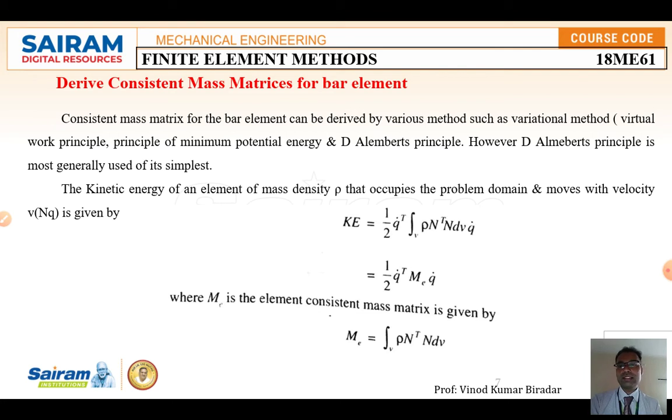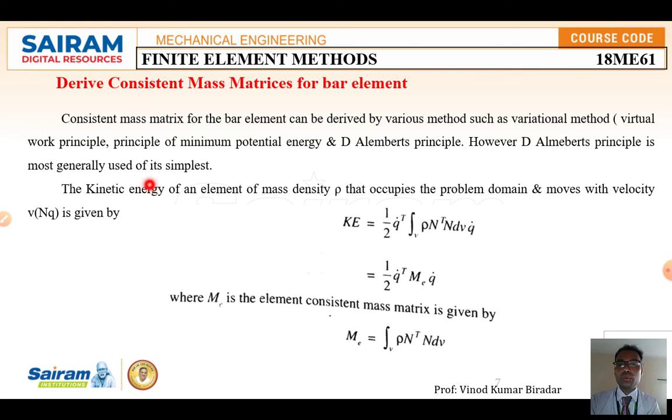Coming to the second derivation, derive the consistent mass matrix for the bar element. Again, take the same diagram. Consider the mass matrix for the bar element; it can be derived by various methods such as the variational method, virtual work principle, minimum potential energy, and D'Alembert's principle. Any method can be used, but most generally D'Alembert's principle is used to get the consistent mass matrix.